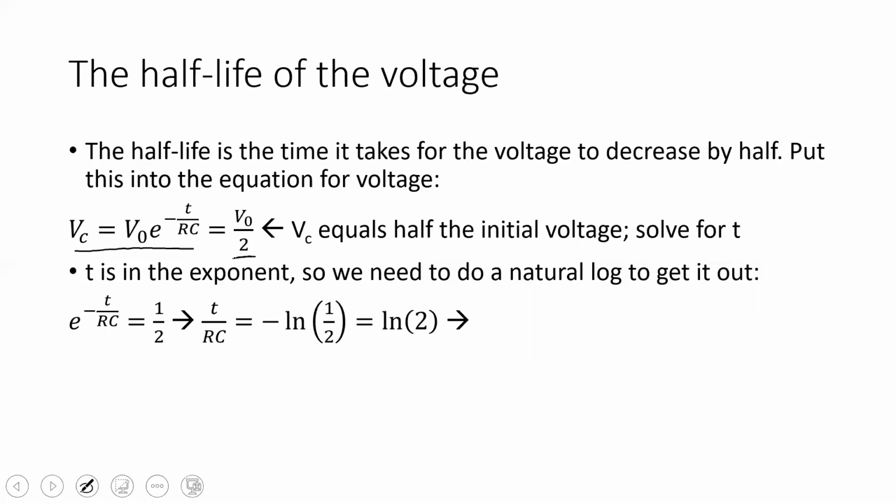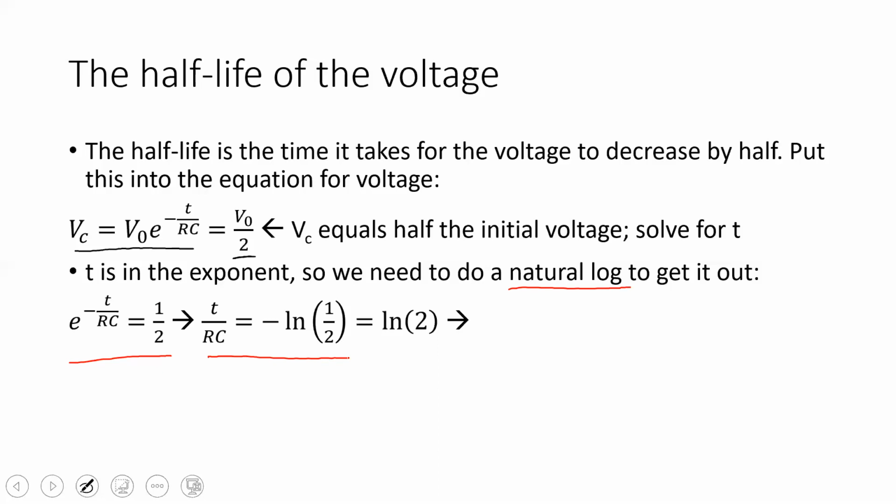You can see that we can divide out V0. If we divide out V0, I end up with this equation below my second bullet point. But you'll notice that the t, the time we're trying to find, is in the exponent. So we need to use a natural log to get that t out of the exponent. If I take the natural log of both sides of the equation, I end up with something that looks like this: t over RC. The natural log just got that t out of the exponent. And then natural log of 1/2. The other thing I did was move the negative sign to the other side, multiplying by a -1.